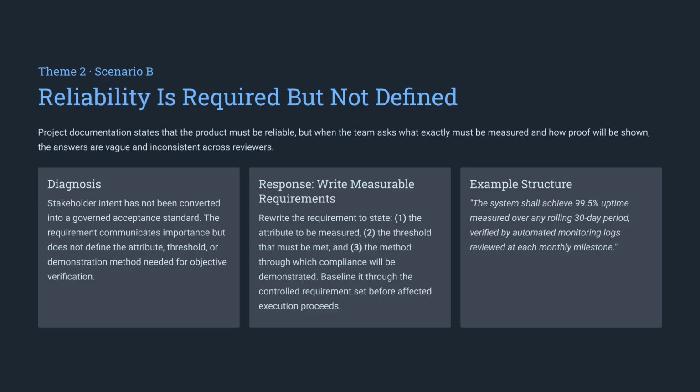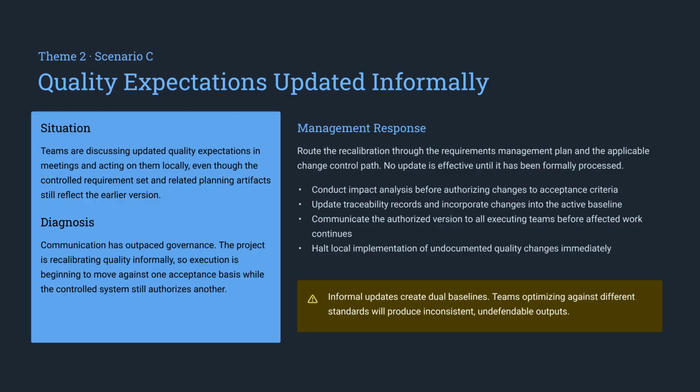verify its compliance. In Scenario B, reliability is required but poorly defined. Vague expectations lead to inconsistent results. You must rewrite requirements to define the specific attribute, the measurement threshold, and the method of verification to ensure the expectation is objectively measurable. Scenario C warns against updating quality expectations informally. When teams change requirements in meetings without formal processing, you end up with dual baselines. Always route changes through formal change control to keep all teams aligned to the same authorized standards.